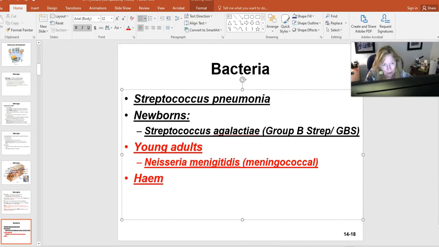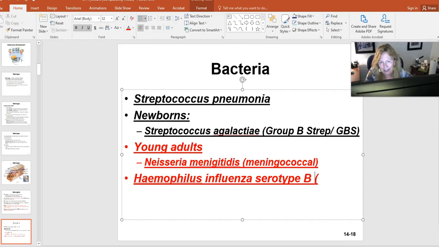There is another one, Haemophilus influenzae. Again, these are Latin spellings. Haemophilus influenzae, and it's the serotype B, so this is sometimes called Hib. There's a Hib vaccine. And again, the deaths that we've seen happening are usually toddler age; children are the ones most susceptible to this.